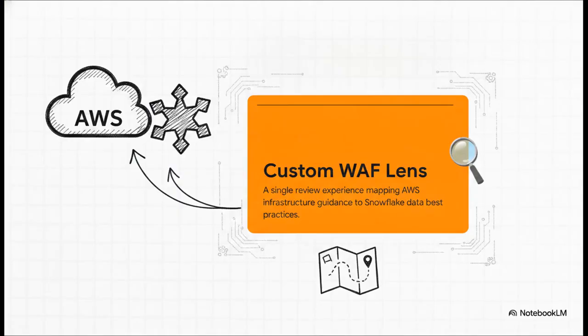Which brings us to the solution in part 2, meet the custom lens. So what exactly is this thing? The Snowflake and AWS Custom WAF Lens basically brings these two disconnected worlds together into a single, cohesive review experience. It gives you integrated recommendations that actually reflect how both of these services compose together in a live production environment. The crucial takeaway here is that this lens acts as a single GPS for your architecture. It entirely replaces the need to constantly cross-reference two wildly different sets of cloud documentation.